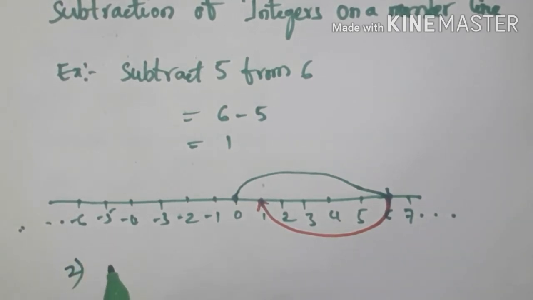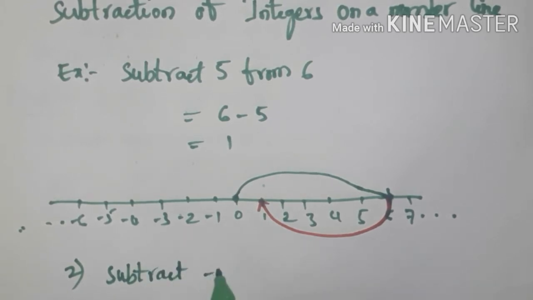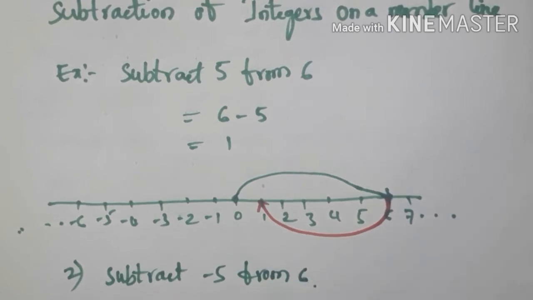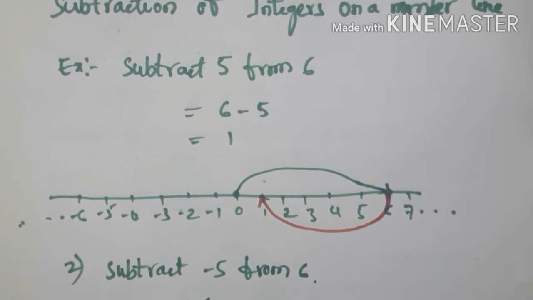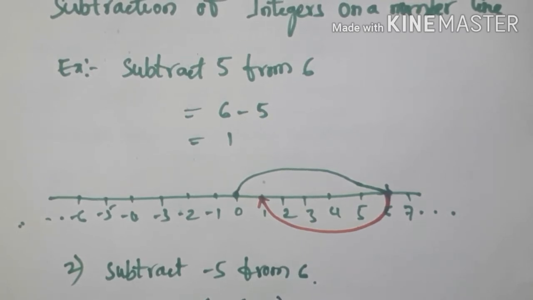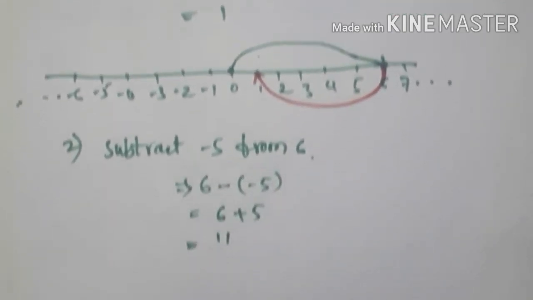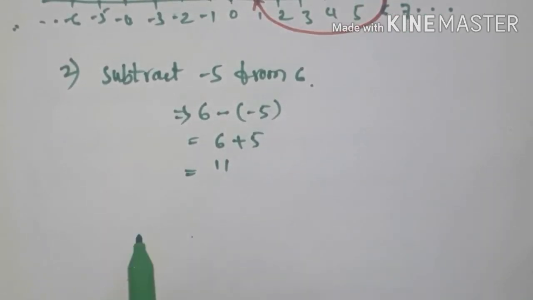Now take one more example. Subtract minus 5 from 6. So we have to subtract minus 5 from 6, that equals 6 minus of minus 5, that equals 6 minus into minus is plus, that equals 6 plus 5, that equals 11.